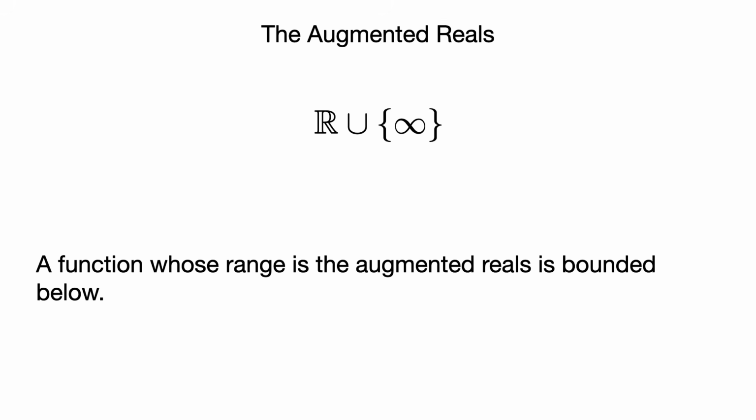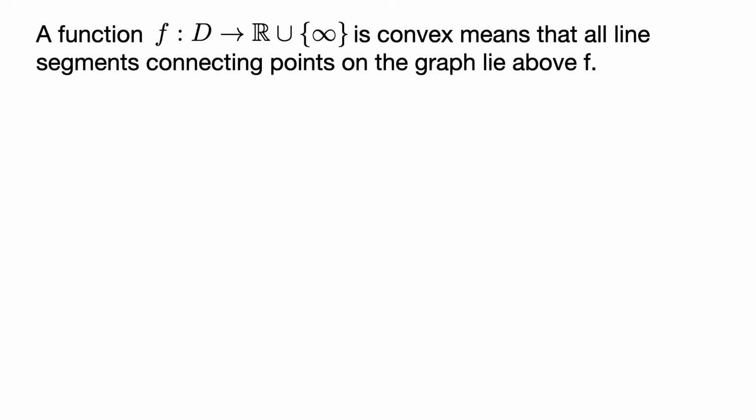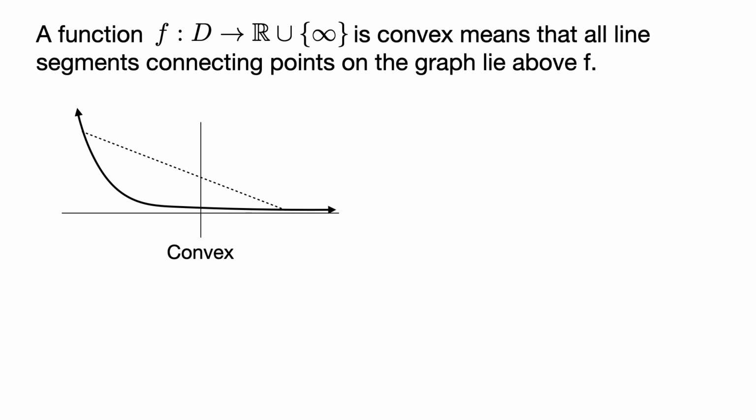A function f that maps its domain to the augmented reals is convex, means that all line segments connecting points on the graph lie above f. So let's look at two examples. Here's a graph. I've chosen 2 points on the graph of a function, and I've connected them with a dashed line. And sure enough, that line lies above the function. If you choose any 2 points on the graph of this function, that dashed line will always lie above the graph, therefore this function is convex.